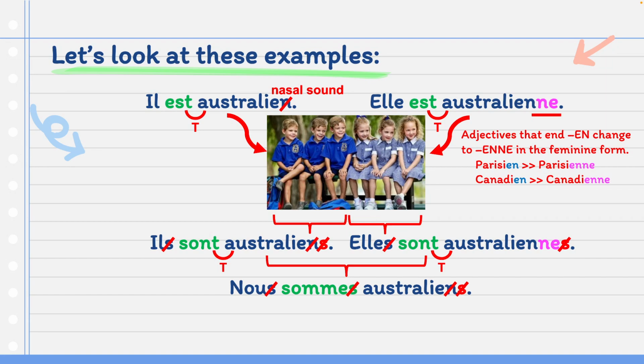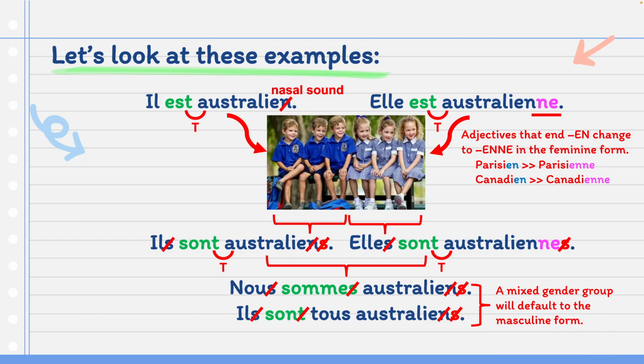I can't really explain why we don't pronounce the S at the end of some when it's followed by a vowel, but generally speaking, you don't need to say the S. Now, if we want to say they are all Australian, ils sont tous australiens. They are all Australian. So we don't say the S on il, we don't say the T on sont, we don't say the N on australien, we don't say that final S. A mixed gendered group will default to the masculine form. So notice we didn't say australienne, we said australien.